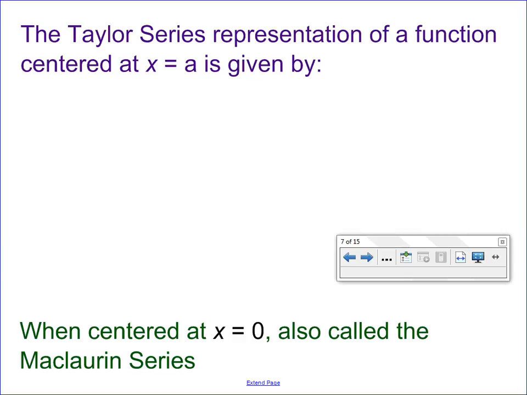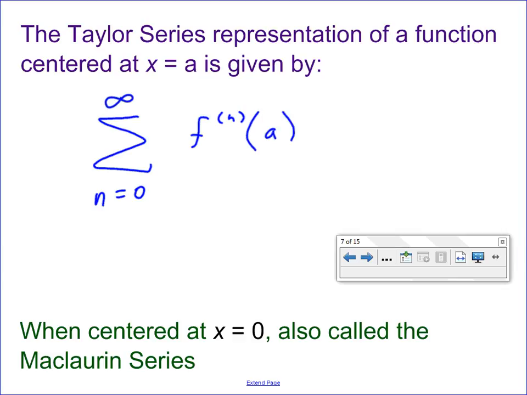Well, the Taylor series is an infinite sum, so we can write that with our summation notation: n equals 0 to infinity. In general, it will be the nth order derivative evaluated at x equals a, over n factorial, then times x minus a to the n.